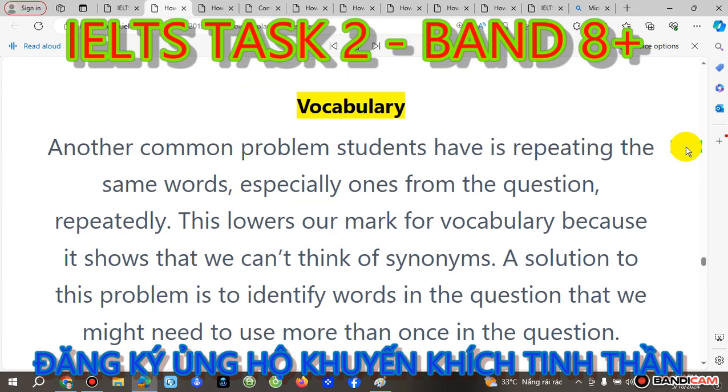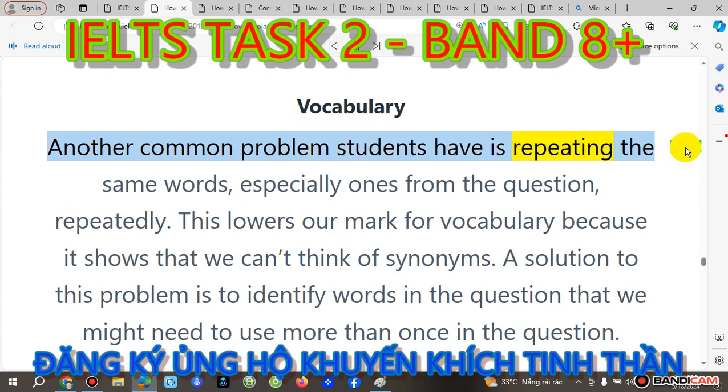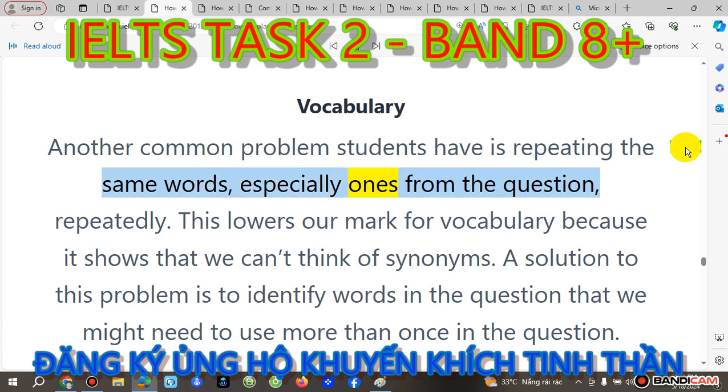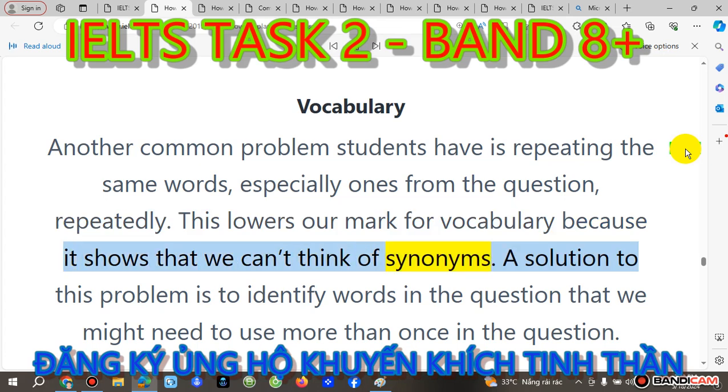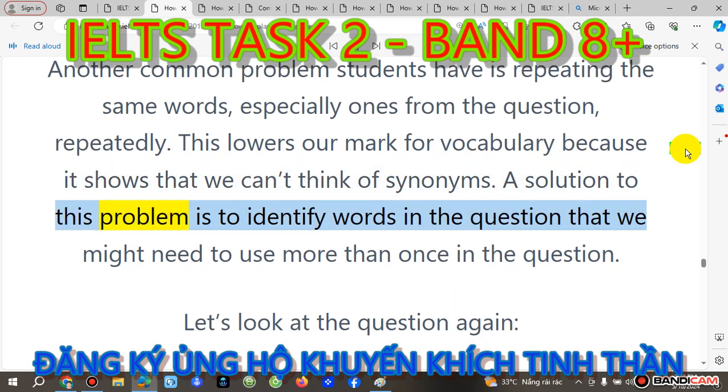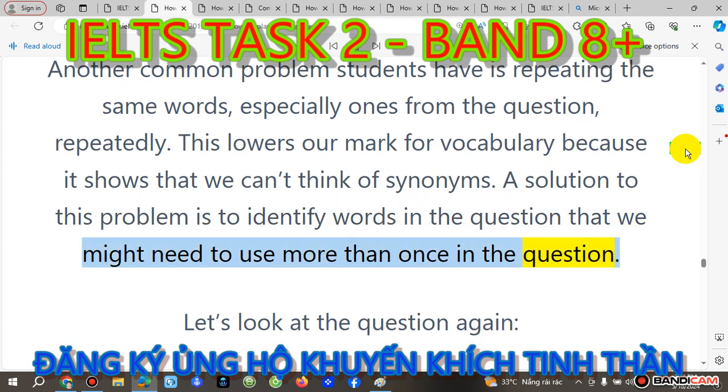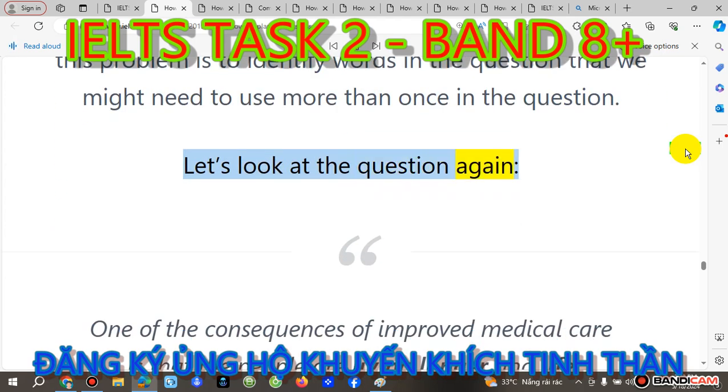Vocabulary. Another common problem students have is repeating the same words, especially ones from the question, repeatedly. This lowers our mark for vocabulary because it shows that we can't think of synonyms. A solution to this problem is to identify words in the question that we might need to use more than once. Let's look at the question again.